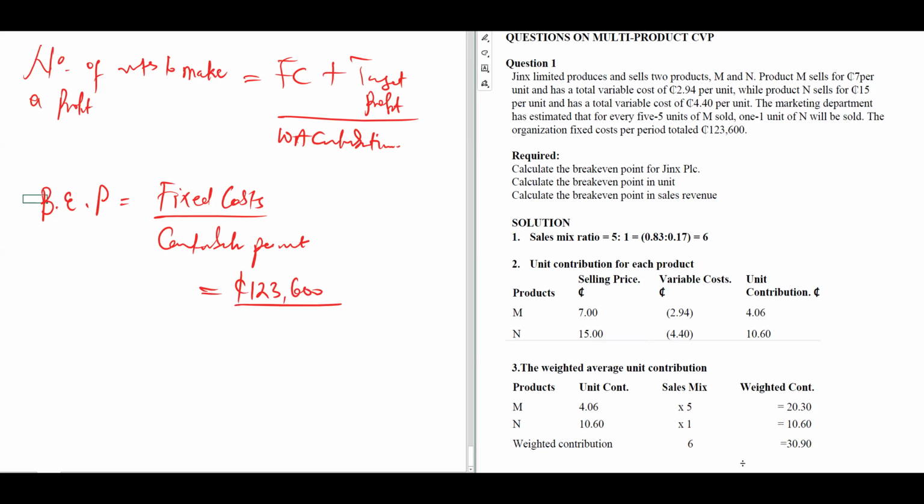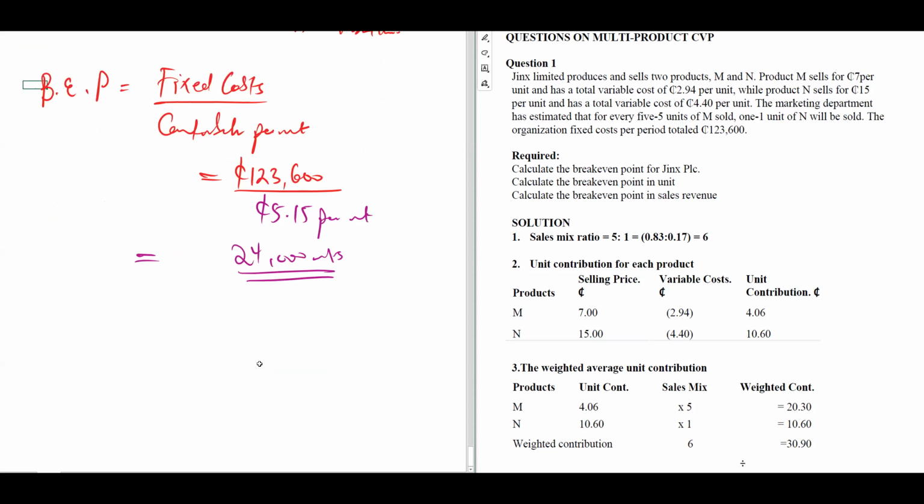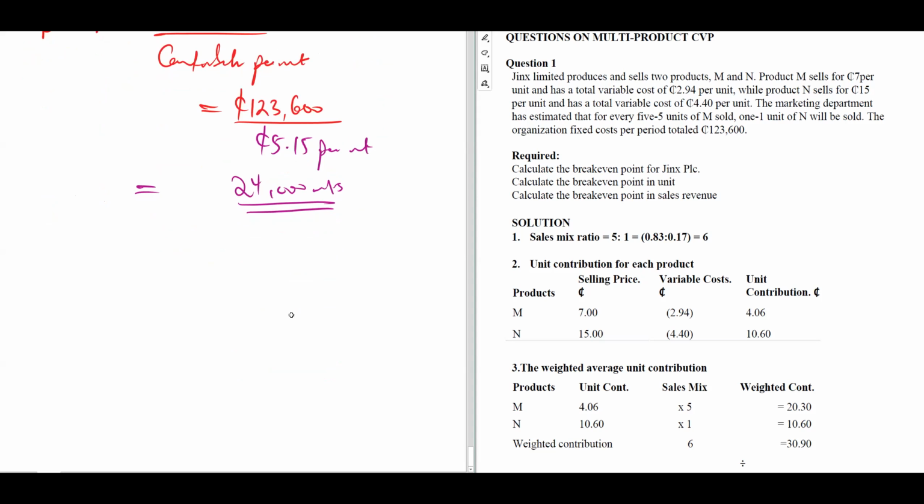123,600. So this one divided by our weighted average contribution per unit. Was it 5.15, right? 5.15 per unit. Okay, so how many units must be produced to break even? That means we must take our 123,600 divided by 5.15. That gives us what? 24,000 units. Okay, that means we must produce and sell 24,000 units to break even, right?